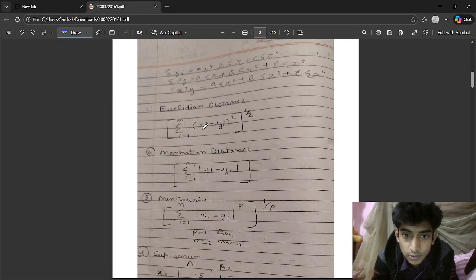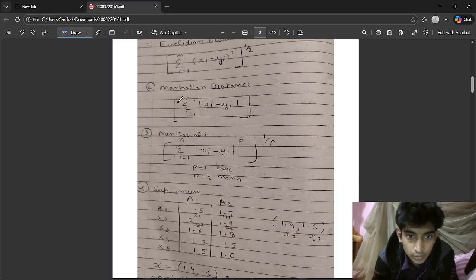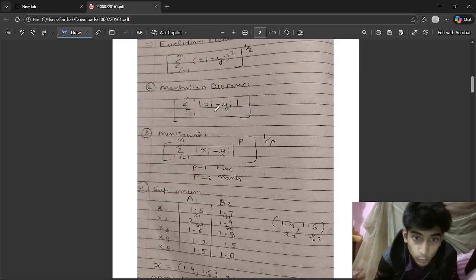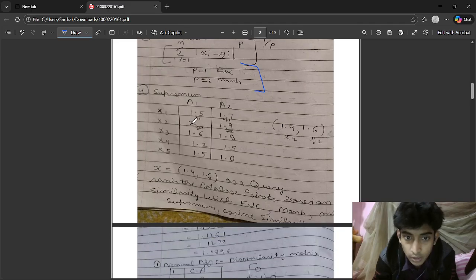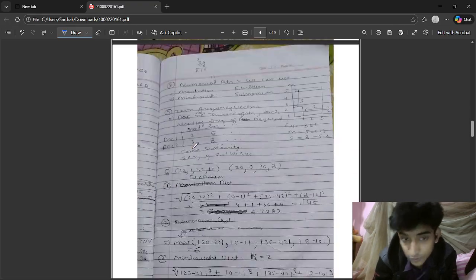We have Euclidean distance, which is the square root of (x2 minus x1) squared plus (y2 minus y1) squared. Then there is no square root in Manhattan distance. We have the mod of x2 minus x1 plus the mod of y2 minus y1. Then we have Minkowski distance, which is a general version in which we have the p-th root of the sum of powers of p, and p decides the distance measured, right? Then we have supremum distance, which is for p equal to infinity, and it uses a max function.